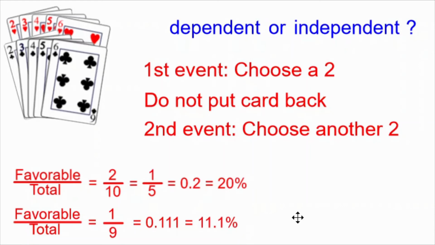The probability of choosing a 2 has changed because we did not put the first 2 back. When that happens, it means the events are dependent. The chances of getting that second 2 depend on whether or not we got a 2 the first time. They also depend on how many cards are left in the pack, which has changed. Both of these are reasons why this is a dependent situation.